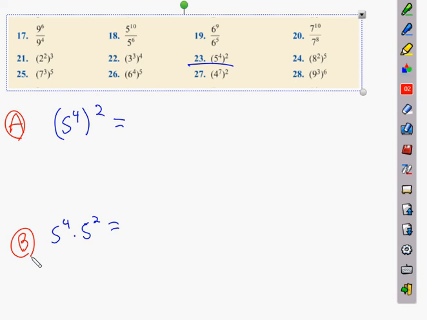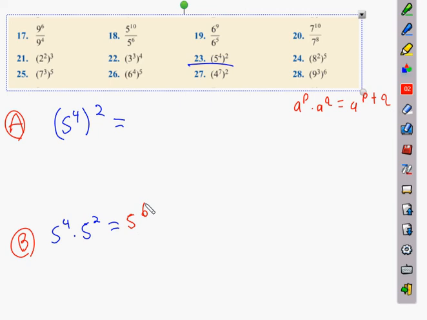Do you remember the first question we did in this exercise? Where we had A to the P times A to the Q equals A to the P plus Q. Can anybody tell me what the answer for B is? 5 to the power of 6. You add them, don't you? Everybody see that? You add them.